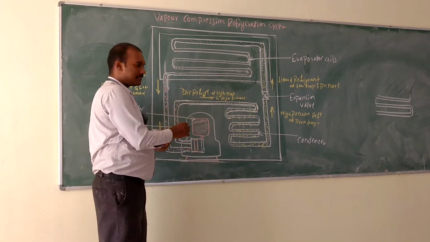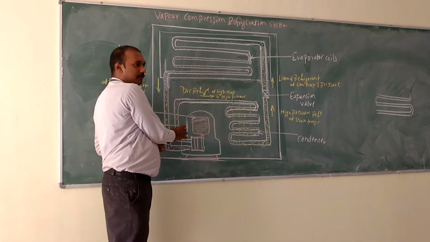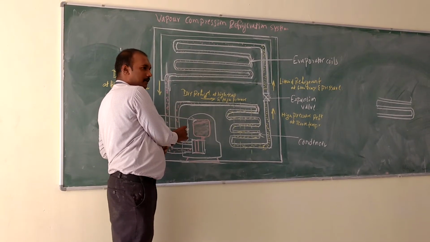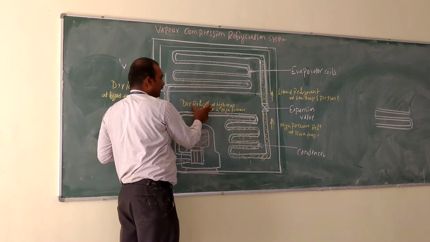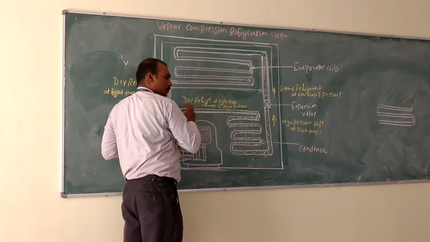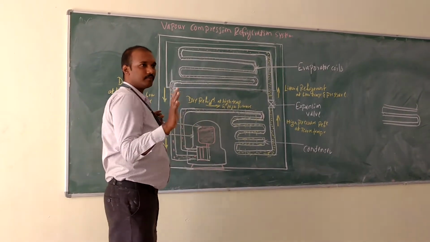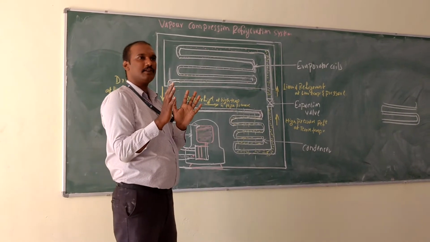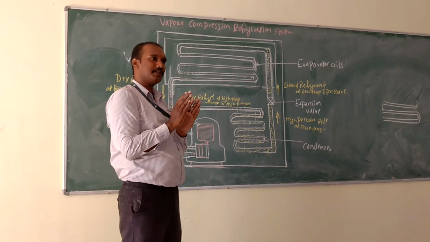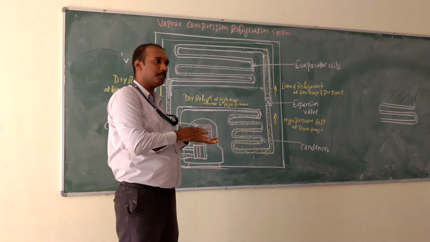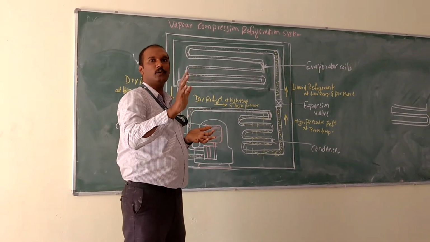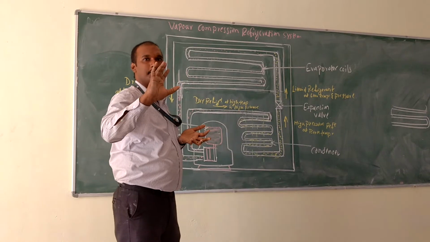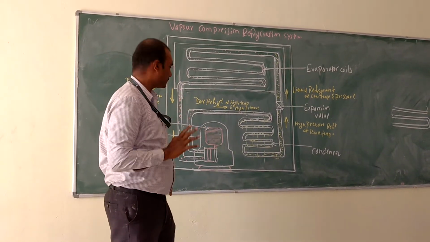When it compresses this dry or vapor refrigerant, you can see here dry refrigerant at high temperature. The temperature is not cold here. Keep it in mind: the function of the compressor is to compress the refrigerant from low pressure to high pressure. It will not cool; the temperature will also increase in this case.